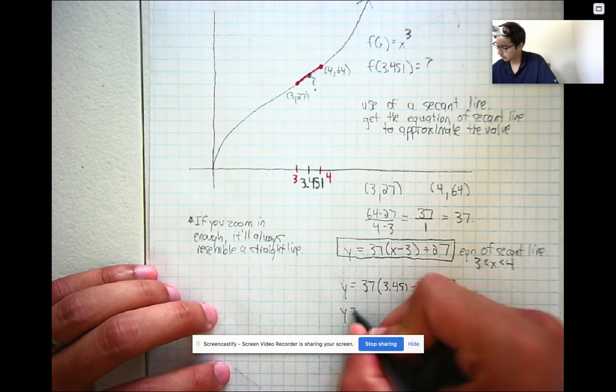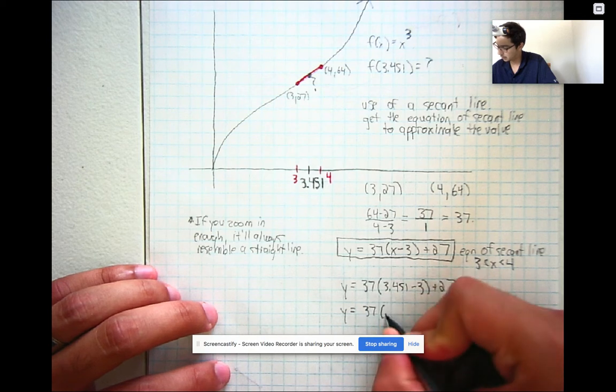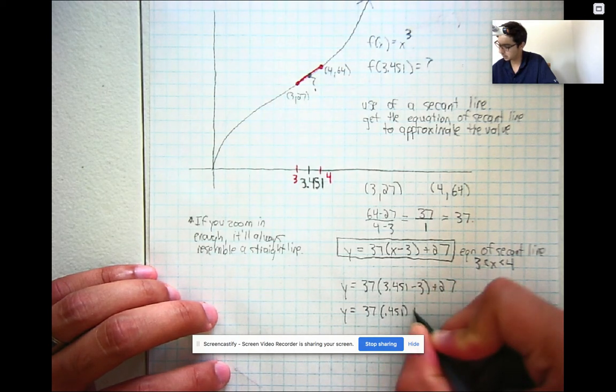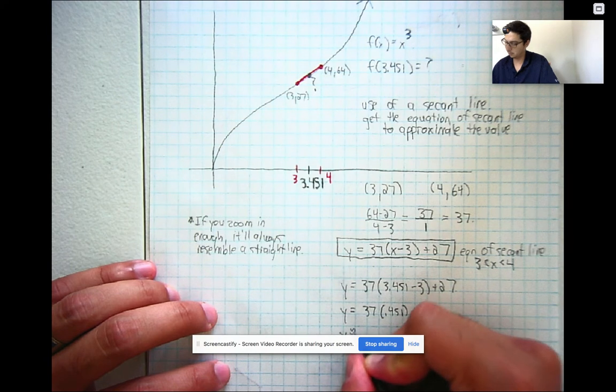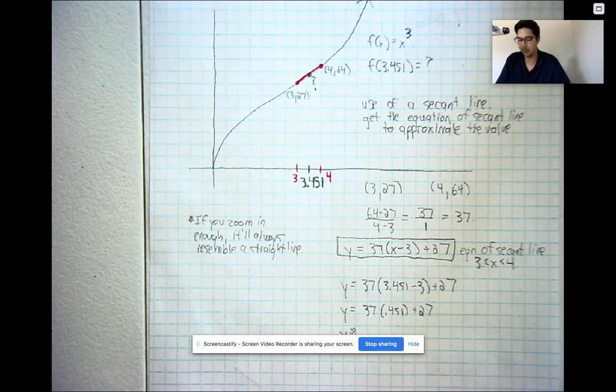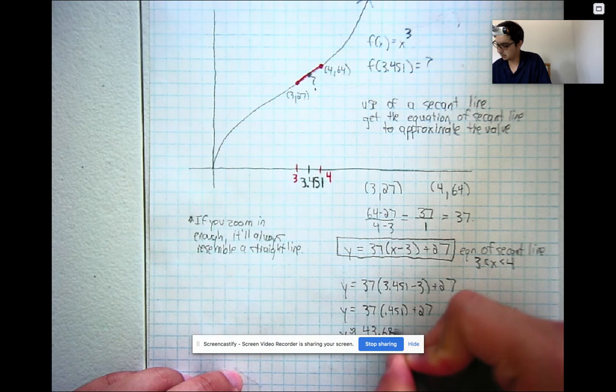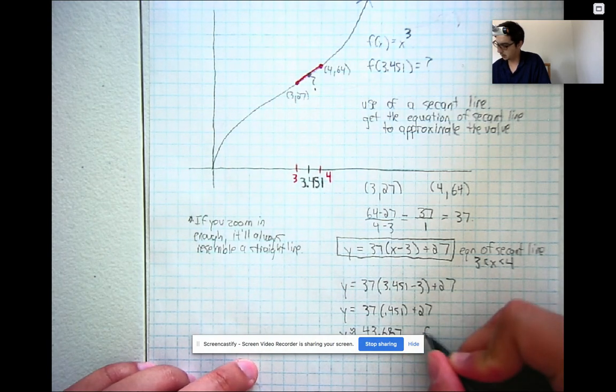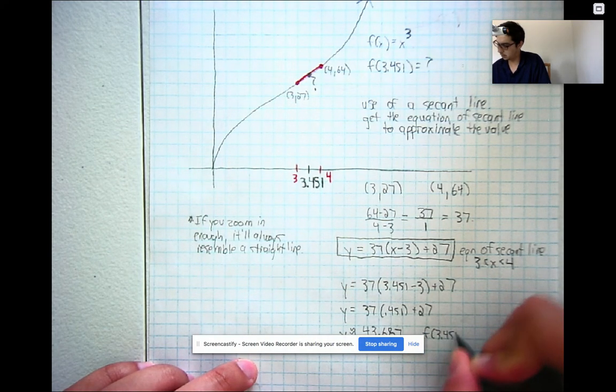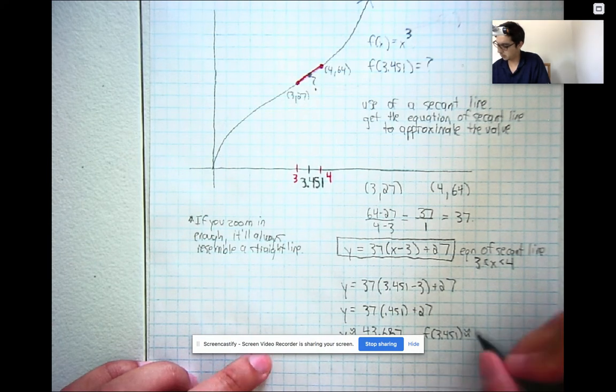So then we have y equals 37 times 0.451 plus 27. And if you do that, what you'll get, and I'll just use a calculator to get that value, is that the function is about at 43.687. So the function f of 3.451, we're guessing through this approach, is 43.687.